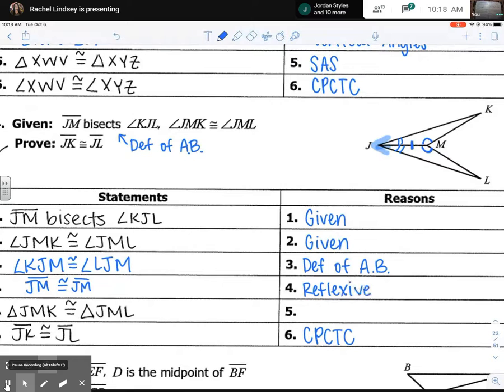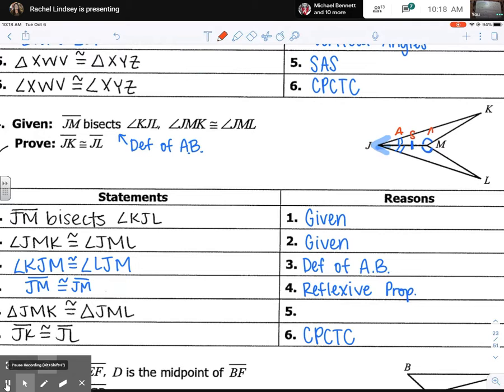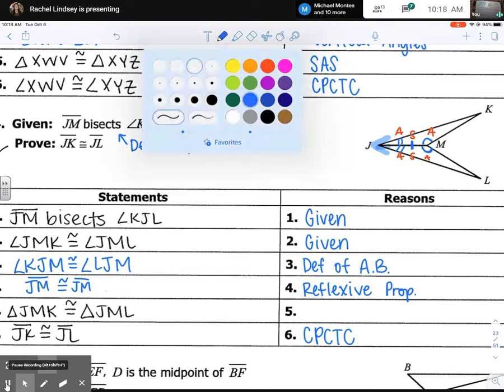So now how are those two triangles congruent? We have angle, side, angle. Two angles and a side. Angle, side, angle. I'm starting to get this done. Starting to get it rolling.